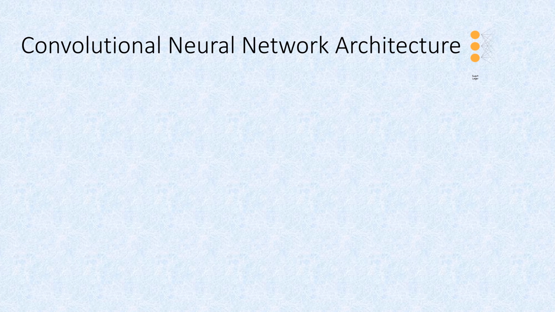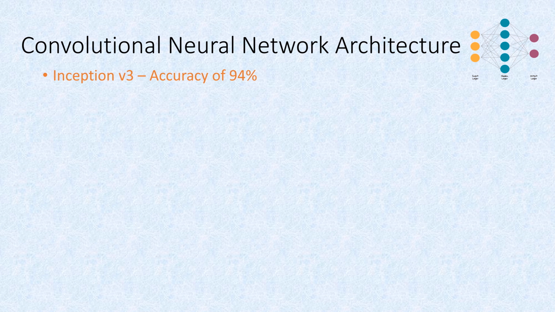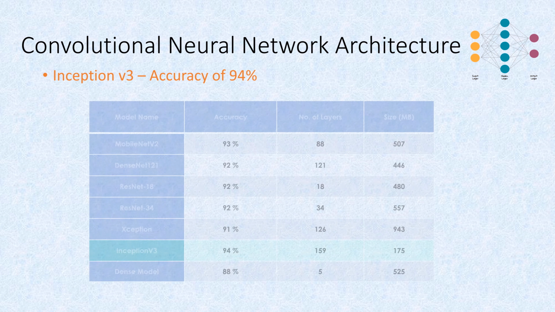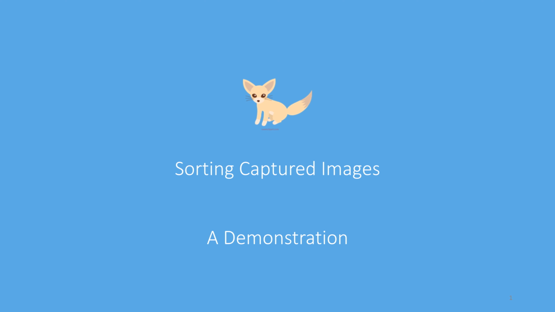After testing a number of convolutional neural network architectures, the best results were obtained from a model called Inception v3, which gave us an accuracy of 94%. The results of this testing phase are highlighted in this table. The Inception v3 model was then used as part of a system that ecologists can use to automate the classification process, thus reducing the time wasted on manually classifying the images.